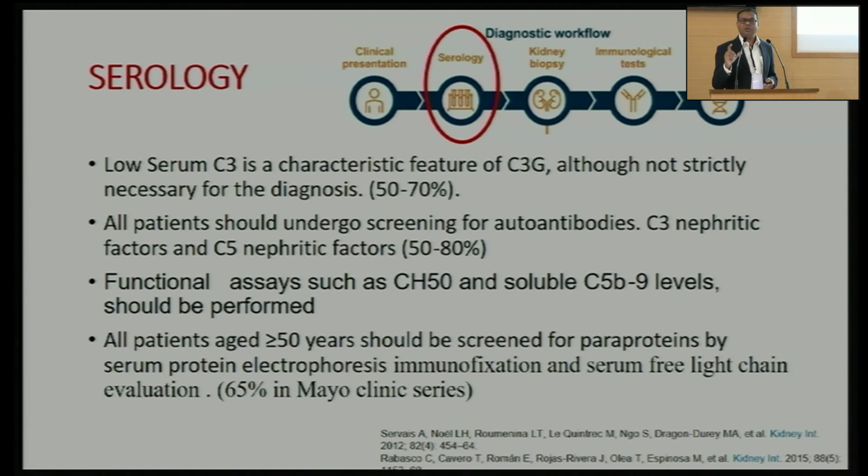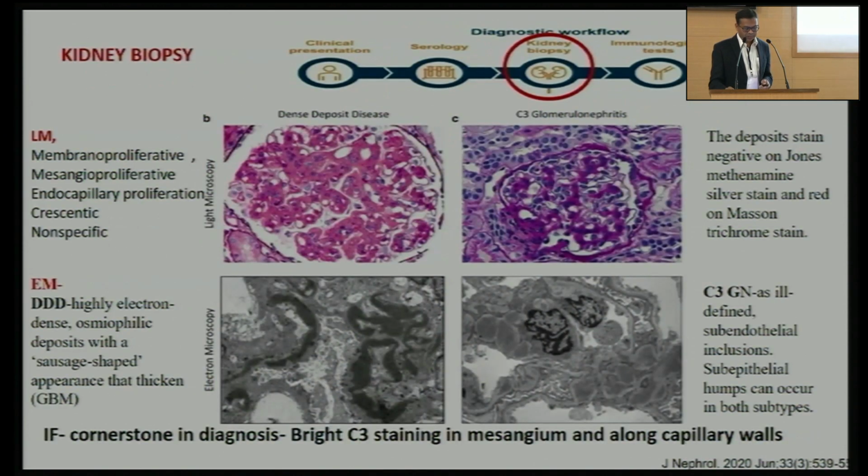In a Mayo Clinic series of more than 100 patients, they found that in those more than 50 years of age, 65% of patients had paraproteinemia. I am not sure how many of our patients had, but this should always be done in patients with C3G.